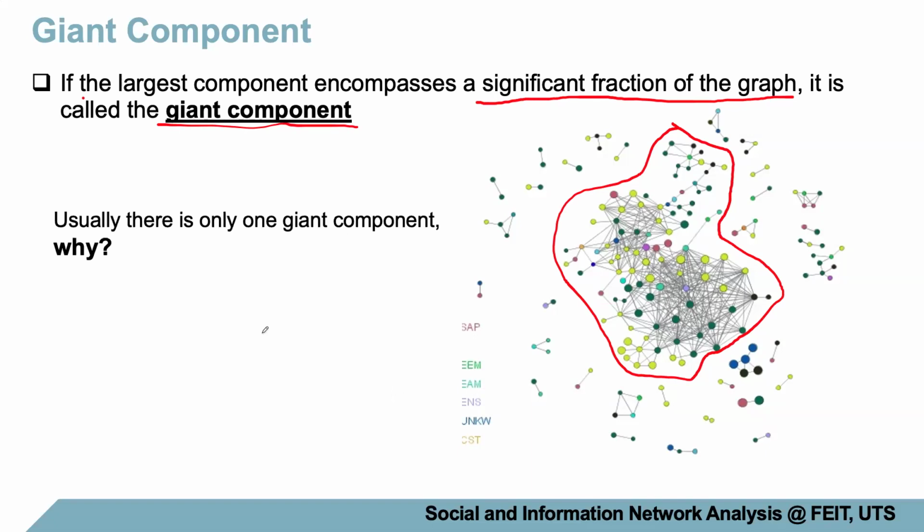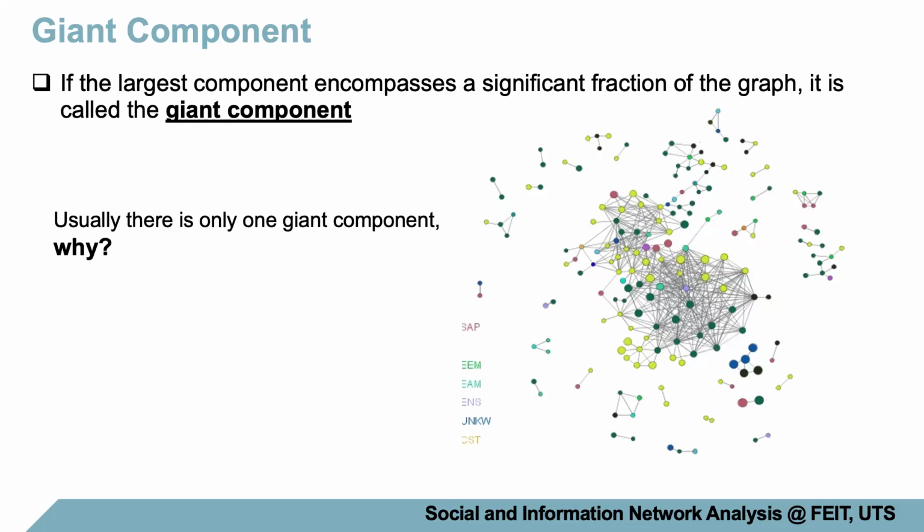One interesting thing is that in real world graphs, if there is a giant component inside a network, then usually there will be only one giant component. So why is this? Why do you think if there is one giant component, then usually there is only one? Because let's suppose inside this graph, there are two giant components.